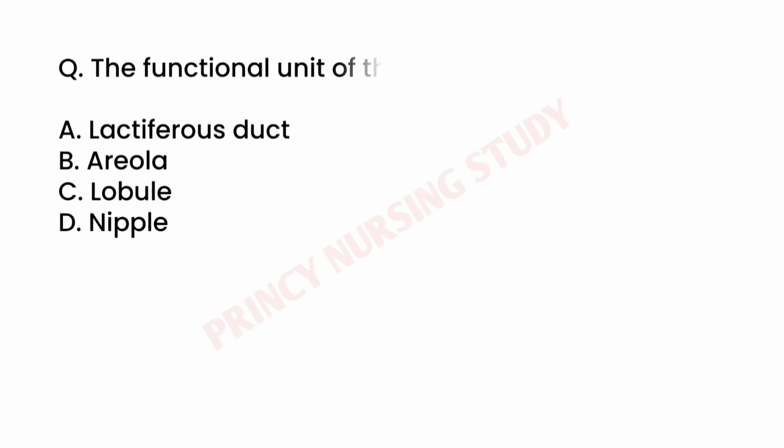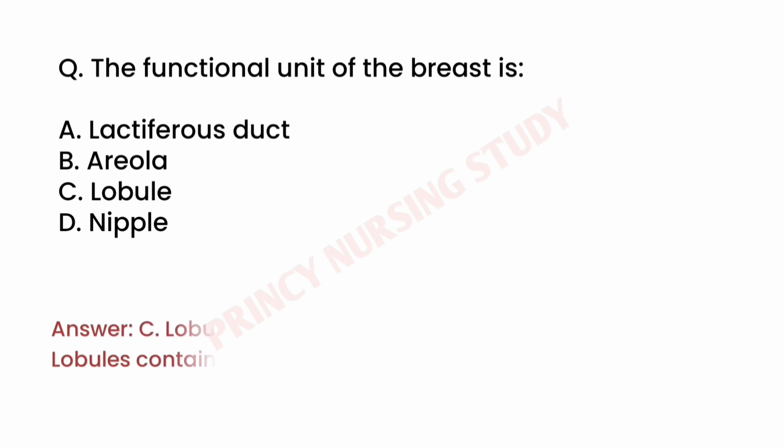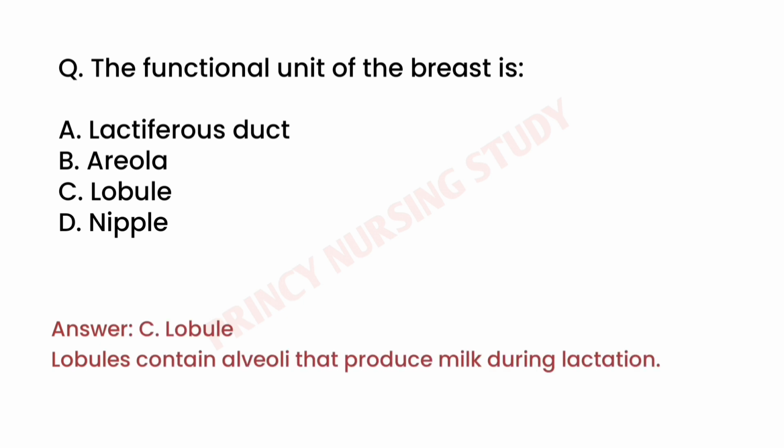Next question. The functional unit of the breast is... Correct answer is C. Lobule. Lobules contain alveoli that produce milk during lactation.